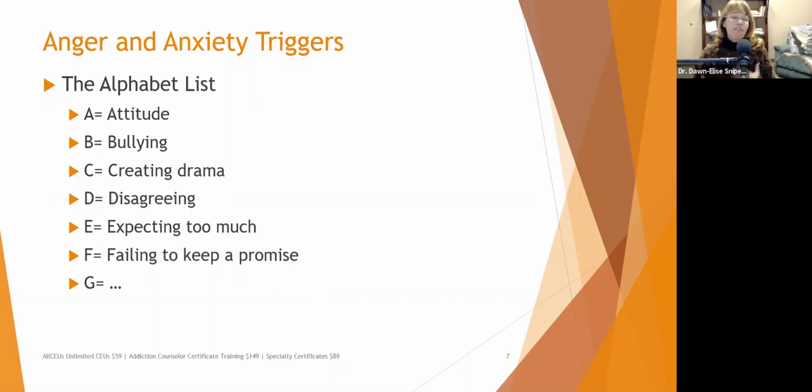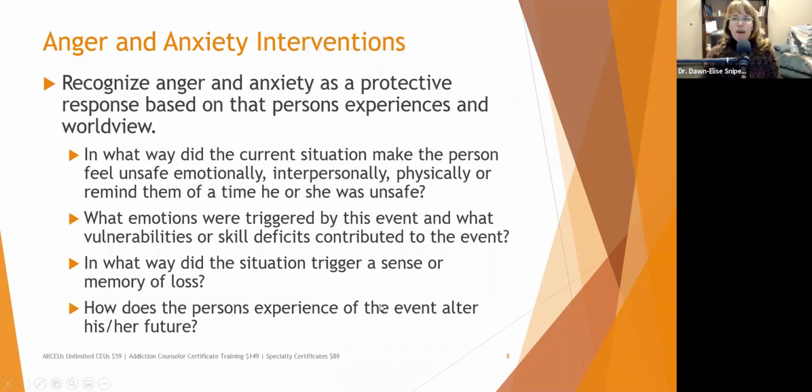Once we start identifying what the triggers are, then we can start examining the whys. Why is it that creating drama makes you feel angry or anxious? Why is it when somebody disagrees with you, it makes you feel angry or anxious? Where does that come from? We want to recognize anger and anxiety as protective responses based on people's experiences and worldview.